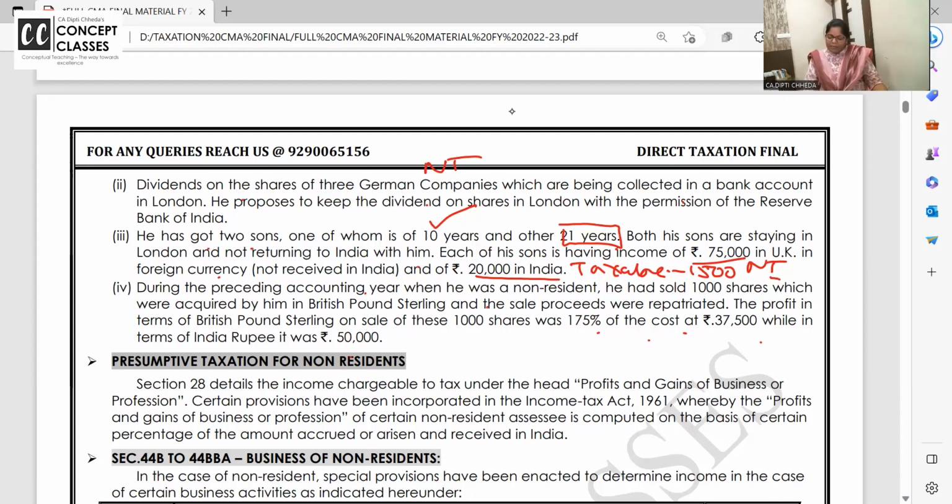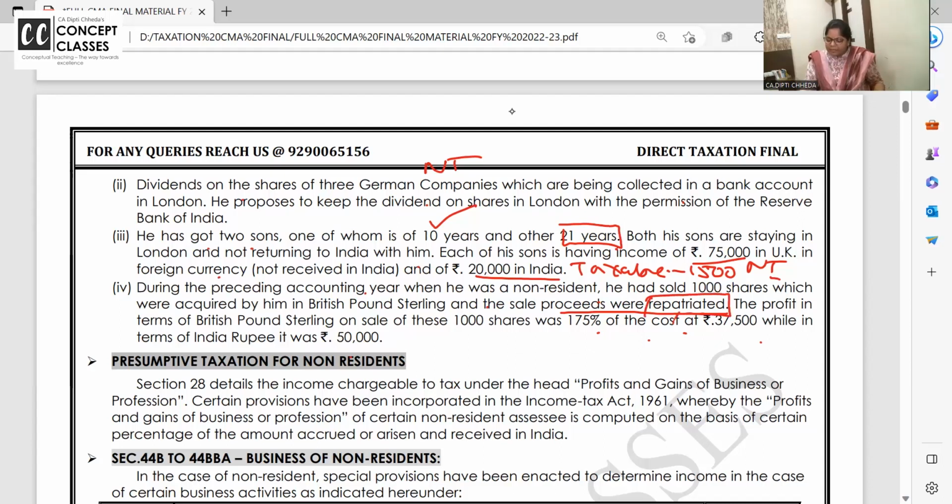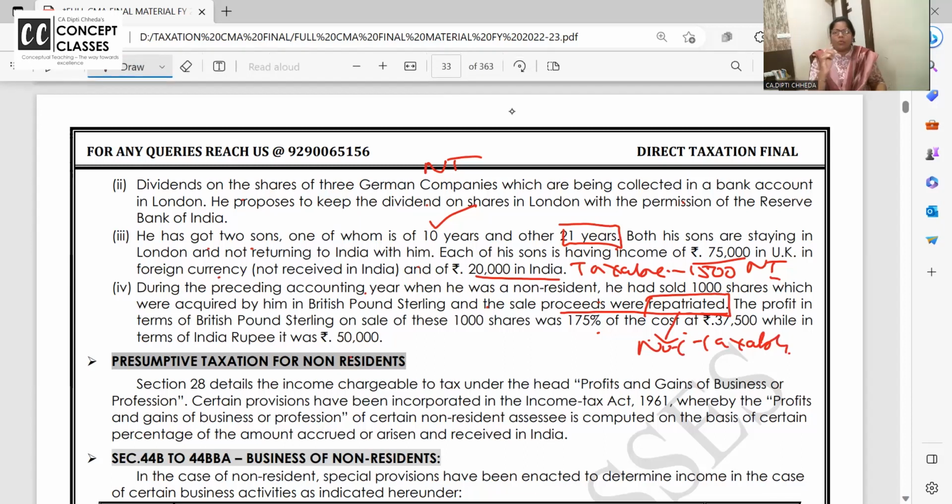In the preceding accounting year when he was an NR, he sold 1,000 shares which were acquired in pounds, and later the sale proceeds were repatriated to India. He earned it there last year while he himself was also an NRI, and later on repatriation is like remission or second receipt. It's not taxable in India. You can get the same question for 8 marks and it is super scoring, dear students. 4 bits, 2 marks each.